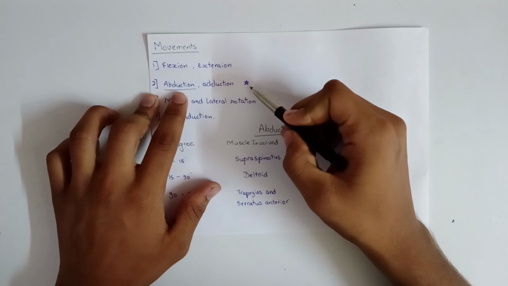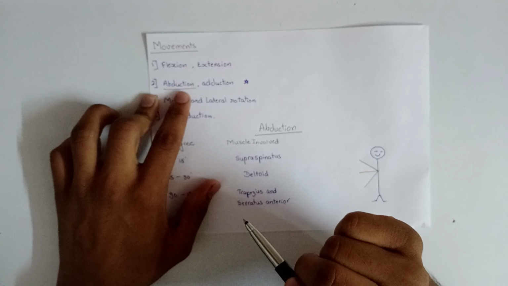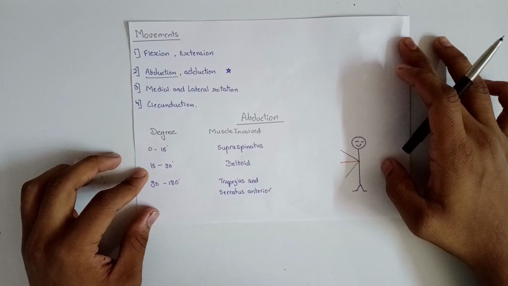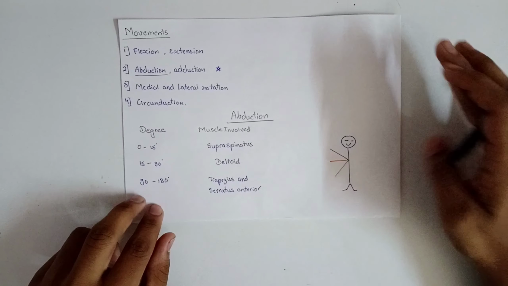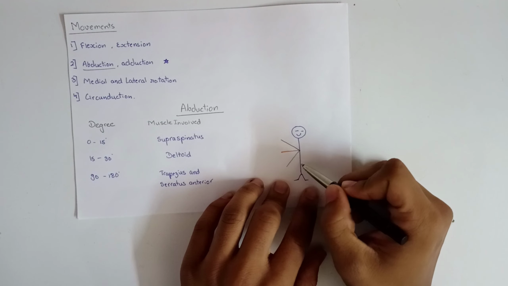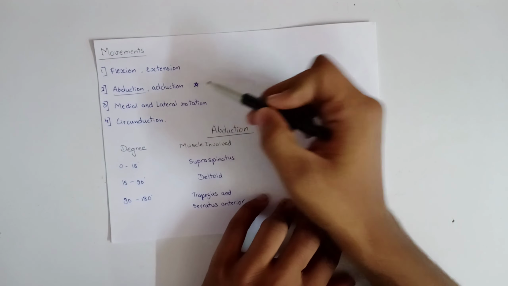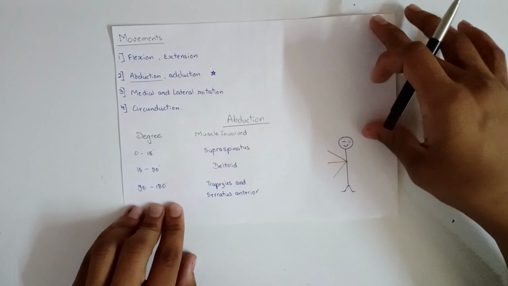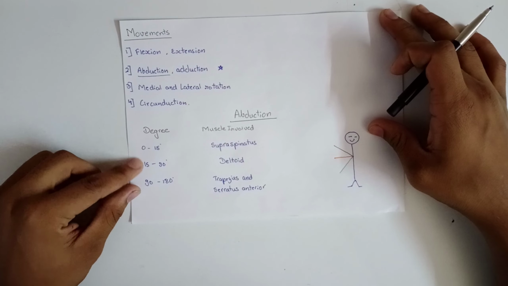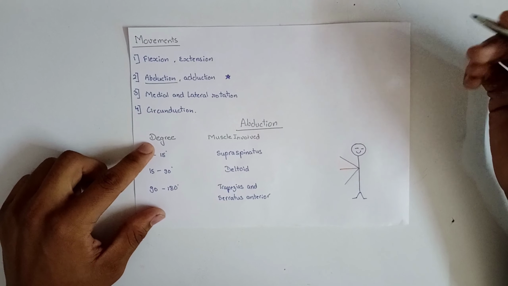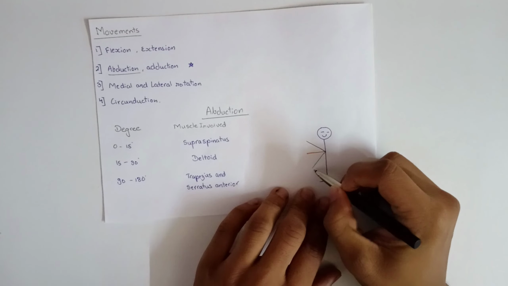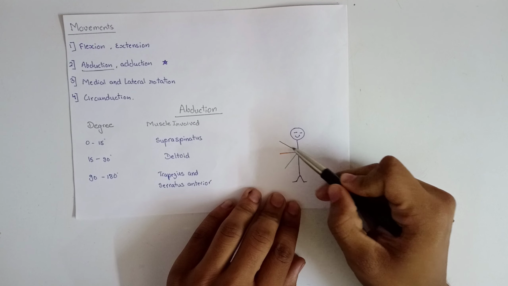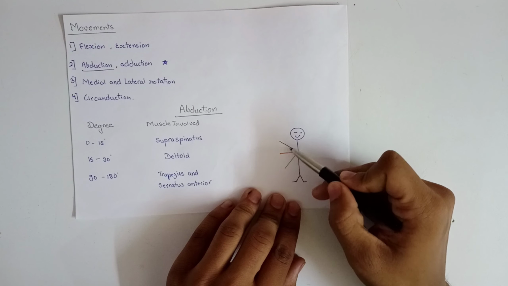Here you must have noticed I have made a star on abduction, underlined abduction and made a star on it. So there is an important topic related to abduction of shoulder joint. As I have told you, abduction is the movement of arm away from the trunk. So abduction is classified into three types in 3 degrees of movement. So when this is the arm, this is our dummy, and these are 3 degrees.